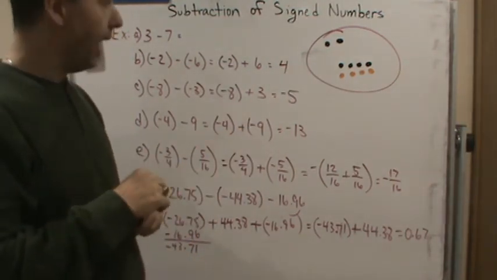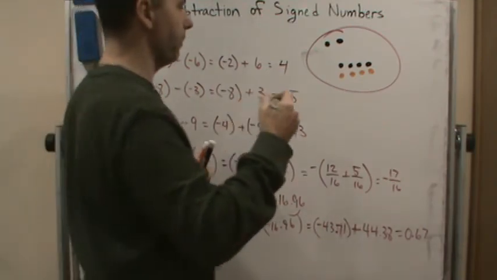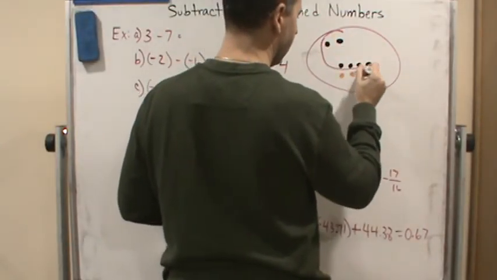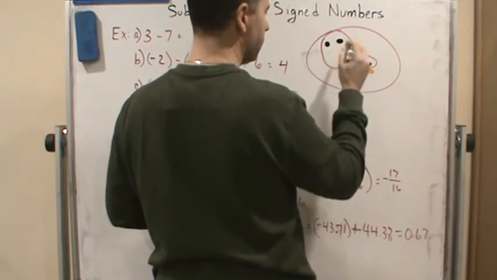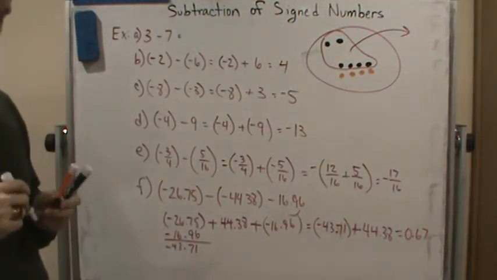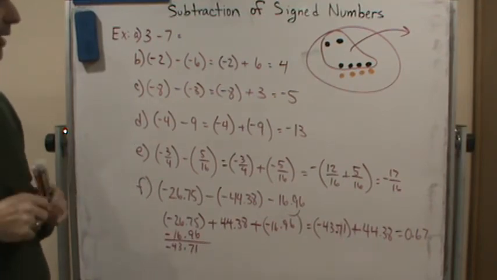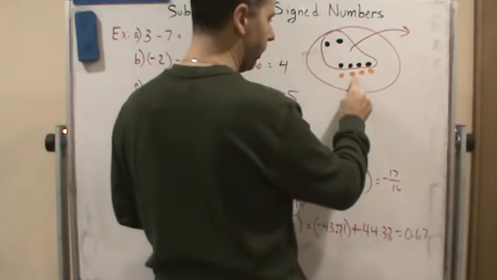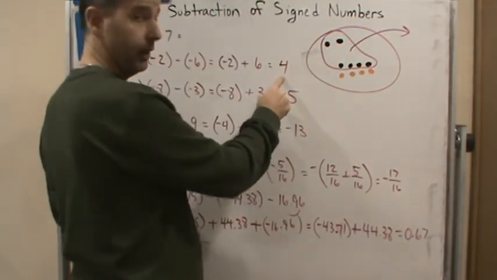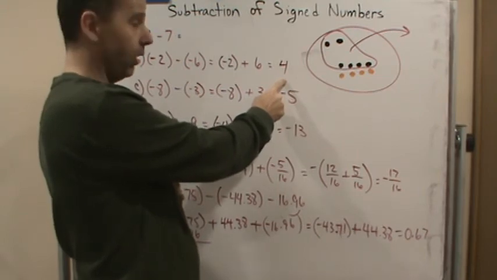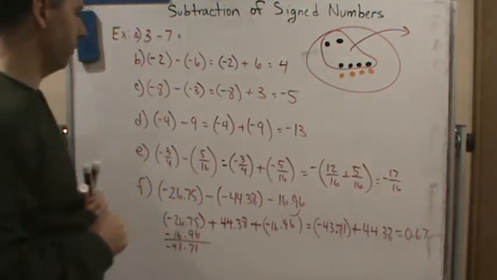Now, what do I have? I have 6 negative chips that I can subtract or take out of the circle. And what does that leave me inside the circle? It leaves me with 4 positive chips, which is exactly what I have, a +4. Okay?